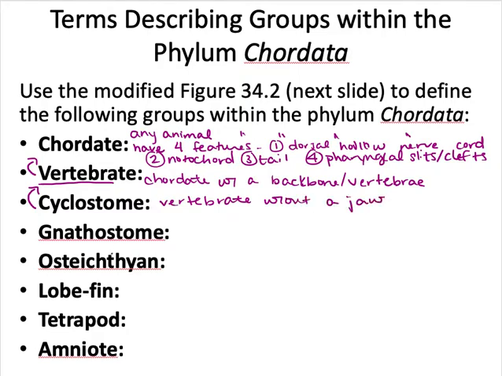The gnathostomes, on the other hand, are going to be vertebrates with a jaw. So this is an important evolutionary adaptation. It allows for more effective ingestion and predation. So we have our vertebrates with a jaw and also a mineralized skeleton.